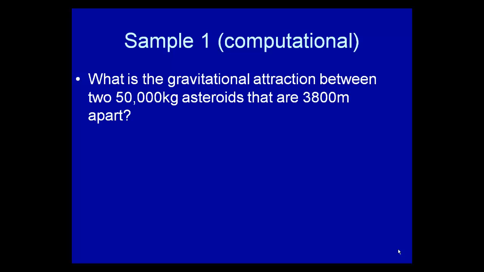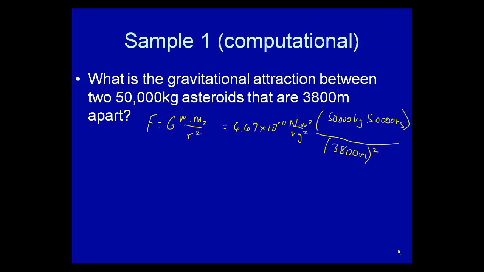What is the gravitational attraction between two 50,000 kilogram asteroids that are 3,800 meters apart? F is equal to g m1 m2 over r squared. We plug and chug, put our answers in, and I get 1.1 times 10 to the negative 8 newtons. Now, you might need to check that with your calculator. Make sure you can get that out. There's a lot of stuff you have to put in. I don't want you losing points because of a calculator.